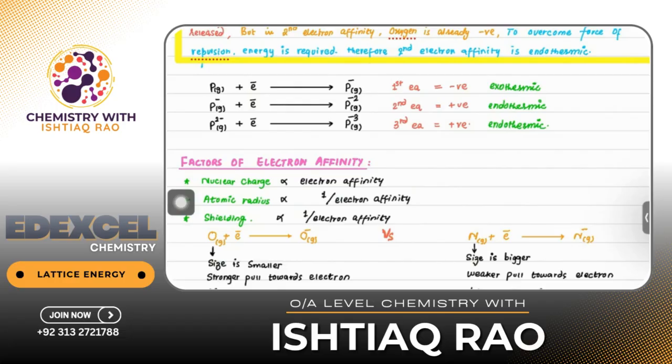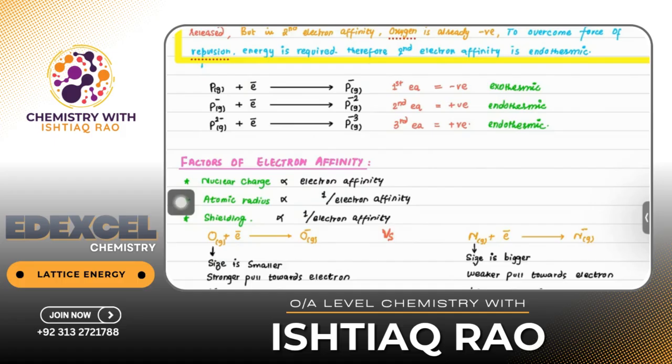Let's say fluorine and iodine, which can gain an electron more easily? Of course, fluorine. Why? Because fluorine is going to have a smaller radius and stronger nuclear charge. It can gain an electron more easily as compared to iodine. As we can say, iodine has a greater atomic radius and weaker nuclear charge. So the electron affinity of iodine would be lower.